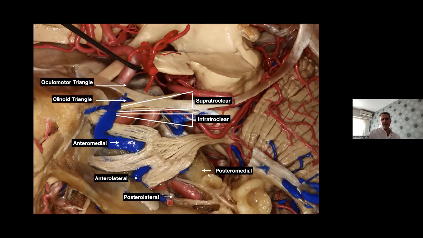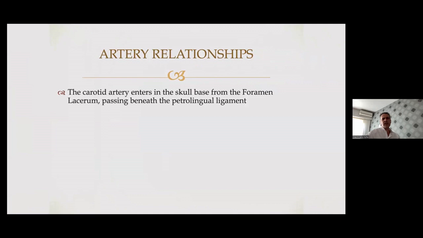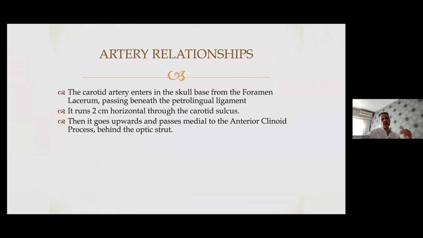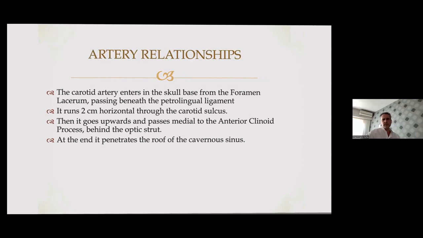The relationship with the arteries: the most important, the carotid artery, enters the skull base from the foramen lacerum and passes behind the petrolingual ligament, around 2 centimeters in the horizontal position to the carotid sulcus, and goes to the anterior portion to reach the anterior clinoid. In this process it is behind the optic tract, and at the end it penetrates the roof of the cavernous sinus.